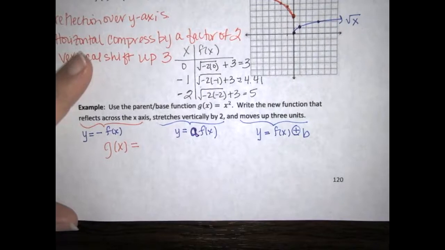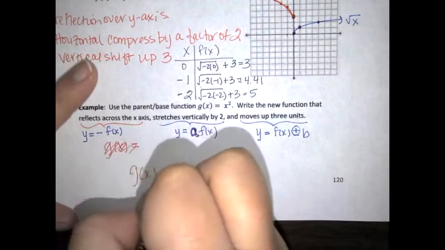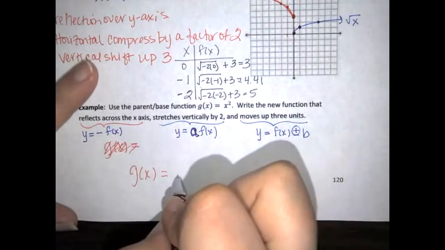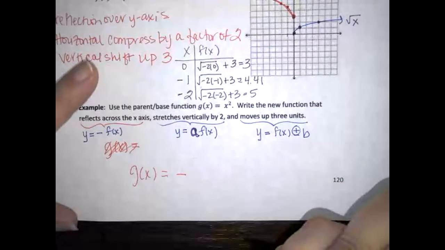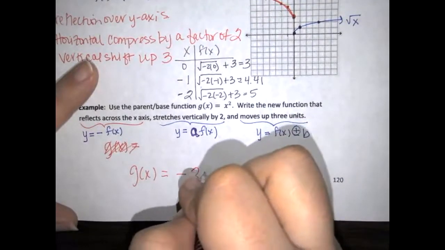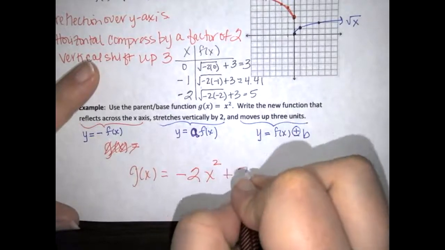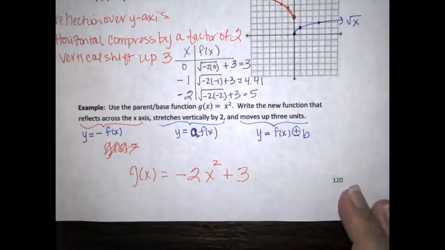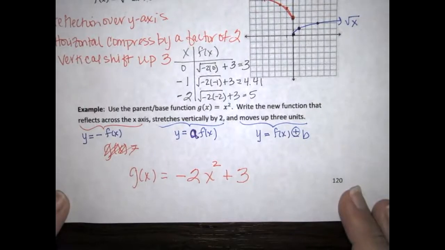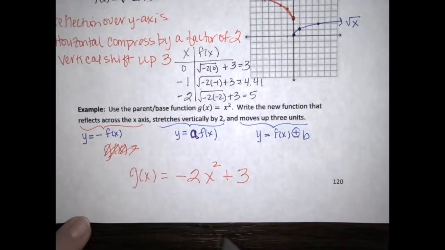So here we need to put all of that together. So we have g of x is, then we've got a negative on the outside, factor of 2, and this is x squared, and then plus 3. Notice everything is being done externally. Everything was done vertically. Thus, we have written our function.